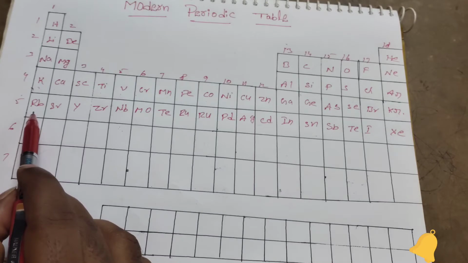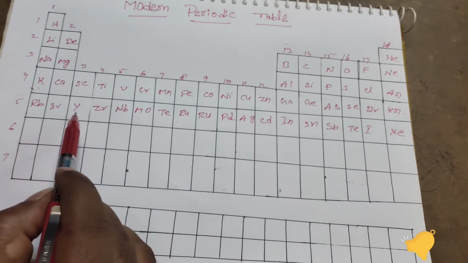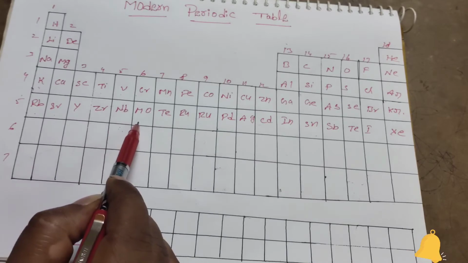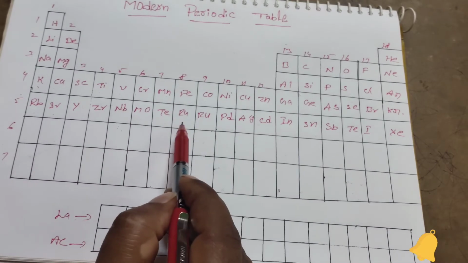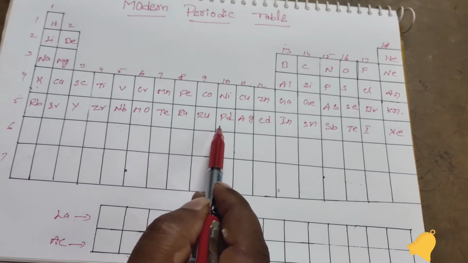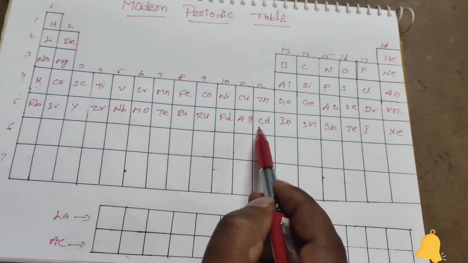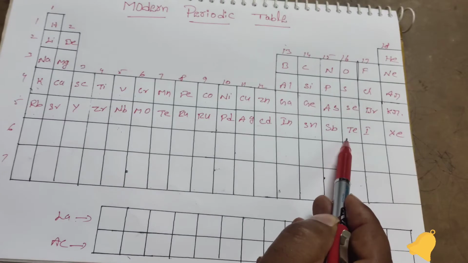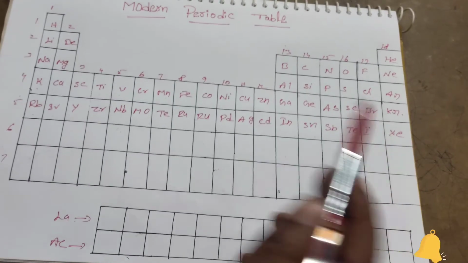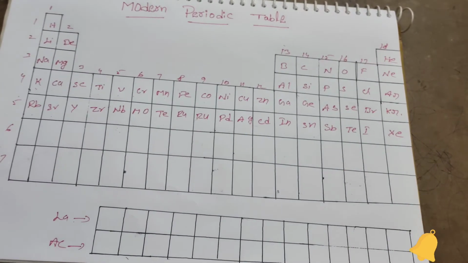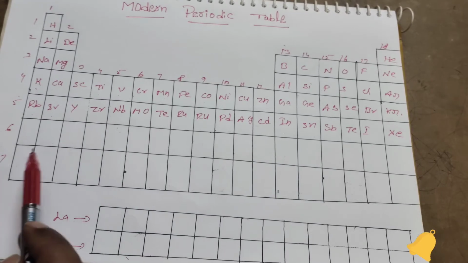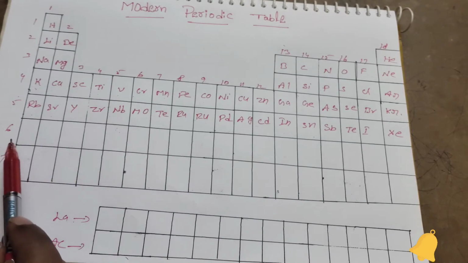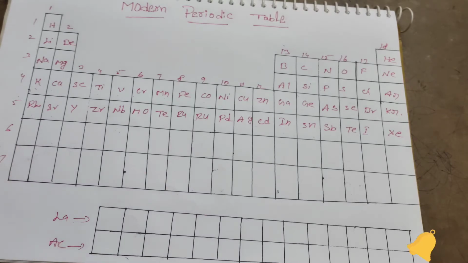Once again, the fifth period contains 18 elements: rubidium, strontium, ytterbium, zirconium, niobium, molybdenum, technetium, ruthenium, rhodium, palladium, silver, cadmium, indium, tin, stibium, tellurium, iodine and xenon. The sixth period contains 32 elements, and it is called the longest period in the periodic table.